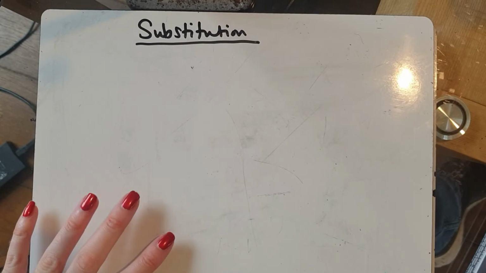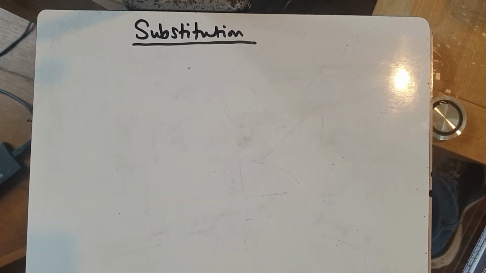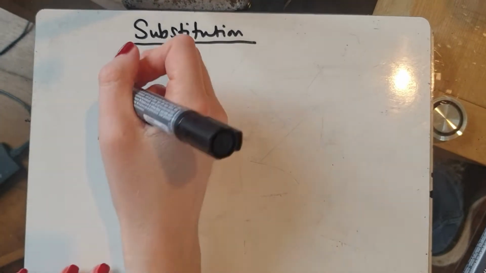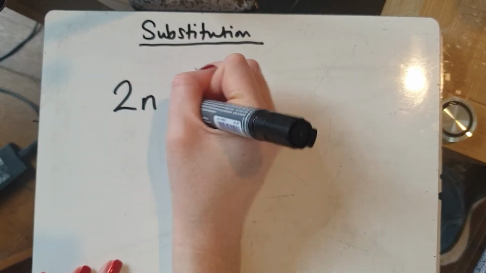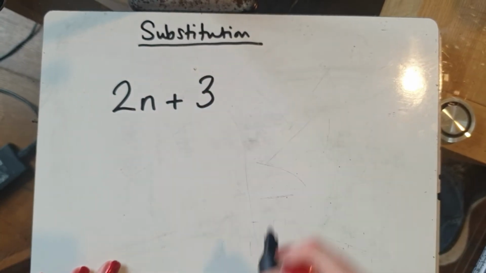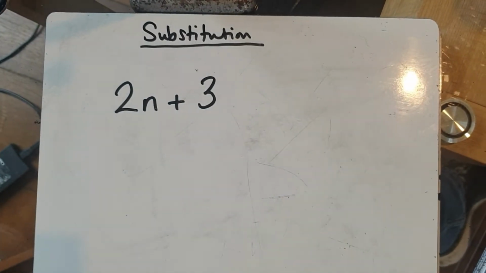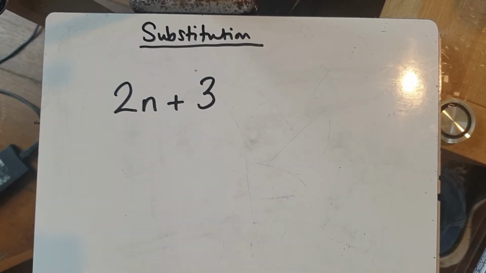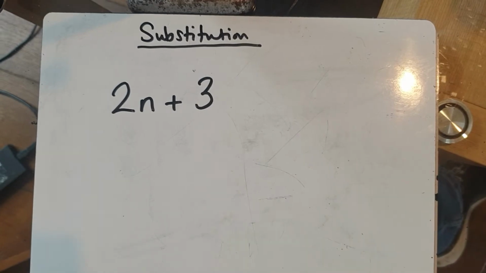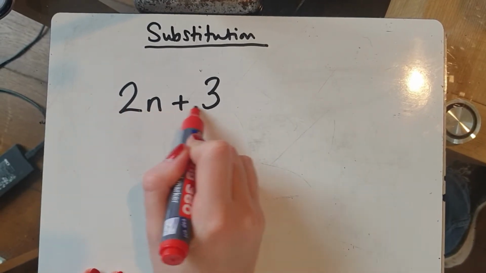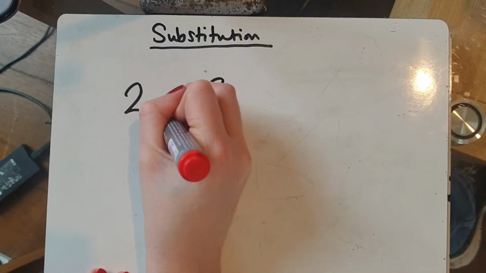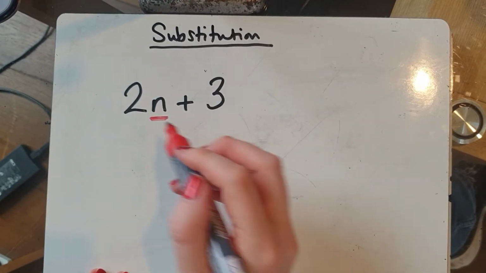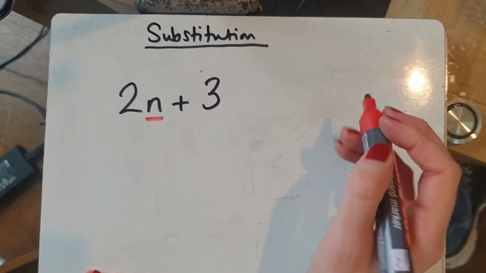Okay, so back to substitution, which is what we are doing today. We had a look at this before the Christmas break, and we talked about expressions and how we can substitute into them. Now, I can substitute a number into this expression where the unknown is. So I've got 2n plus 3.